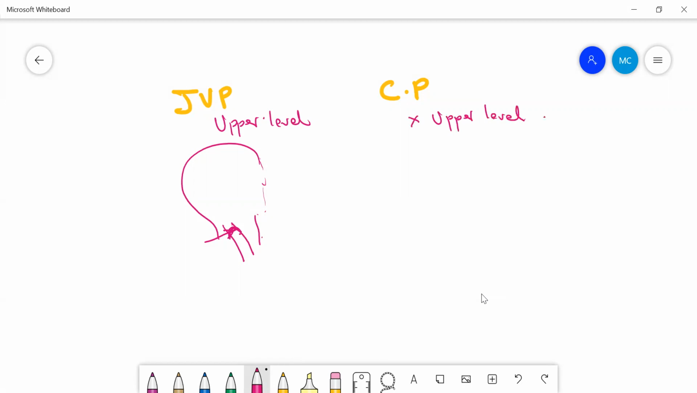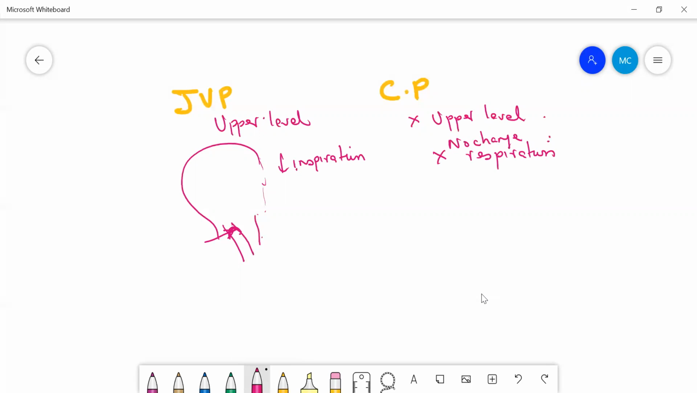Okay, and here you will find that during inspiration and expiration, if you examine this carotid pulse which you are seeing, it shows no change with respiration. With inspiration, expiration, it will be the same. But the JVP, remember, the upper level falls during inspiration. During inspiration, there is going to be a fall in the upper level. And here there is going to be no change with respiration.